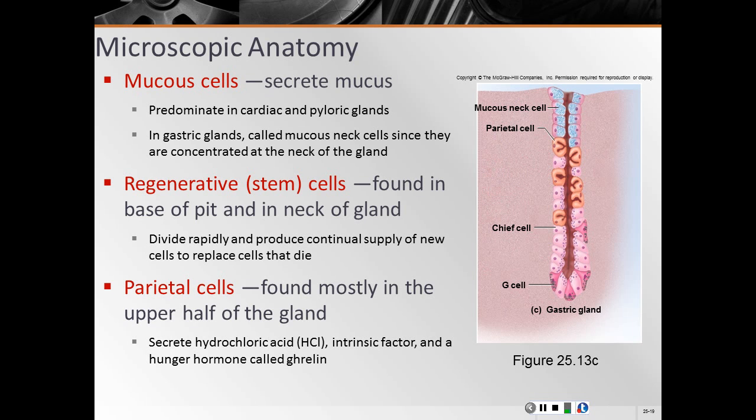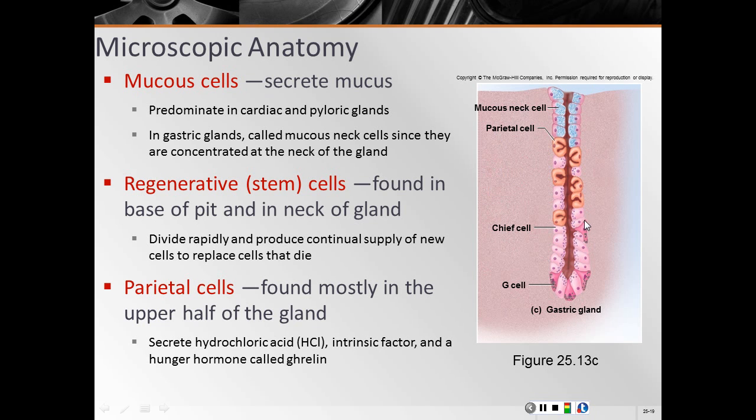Now the parietal cells, which we see here, are found mostly in the upper half of the gland, and they secrete hydrochloric acid, intrinsic factor, and of course ghrelin, which deals with hunger. It's a hormone that deals with hunger. And they are mostly found in gastric glands, but a few can be found in the pyloric glands.